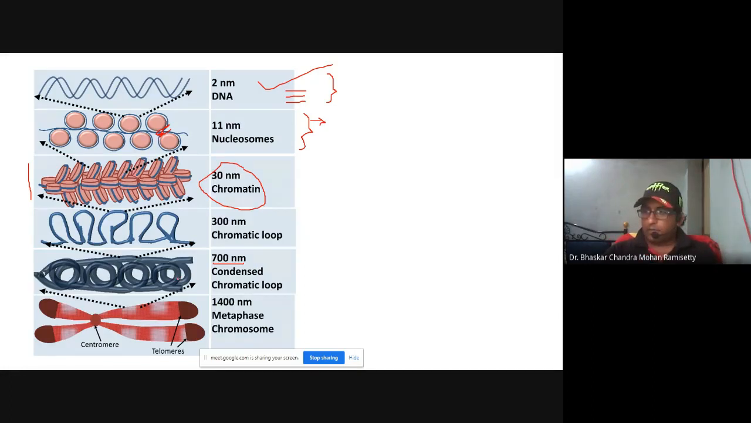What is the most important thing? What are the most important characteristics that happen during metaphase? Yes, you have the metaphase plate. All the chromosomes are condensed. That is the first thing that you can see.